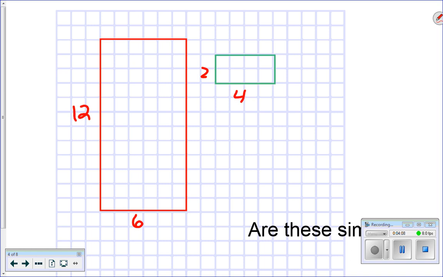I look at the side lengths, right. What two sides are the longest? Those are going to be the ones that correspond. So I'm going to set this up. I have 12 over 6, and what should go on the other side of 12?